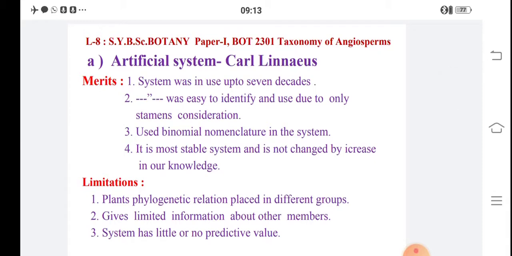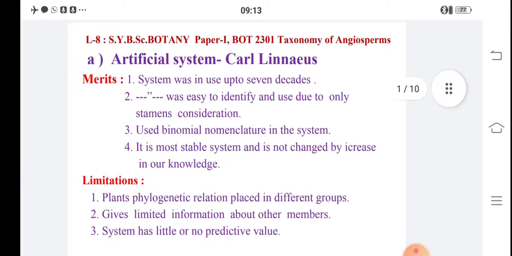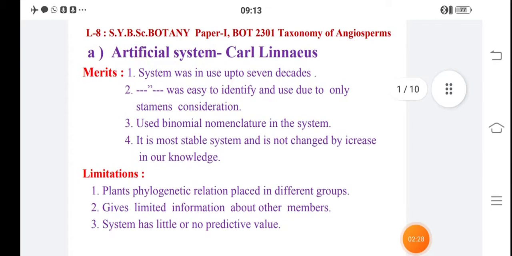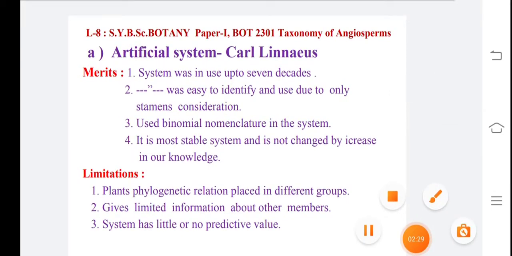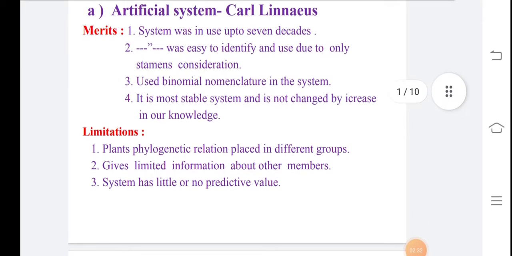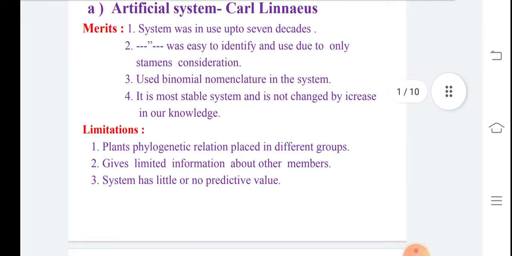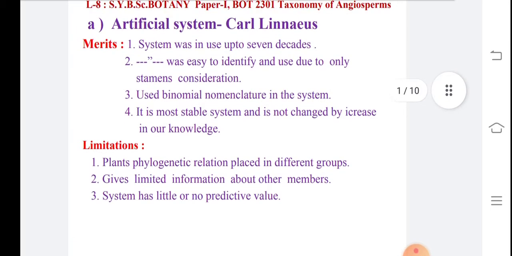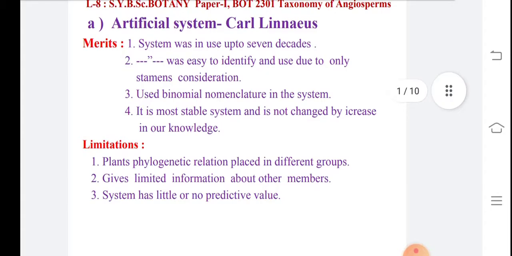The third demerit is that the system has little or no predictive value, because only one character is considered. Predictive means what we generally say as used commonly in all systems. So please remember these merits and demerits, as you have to discuss them.